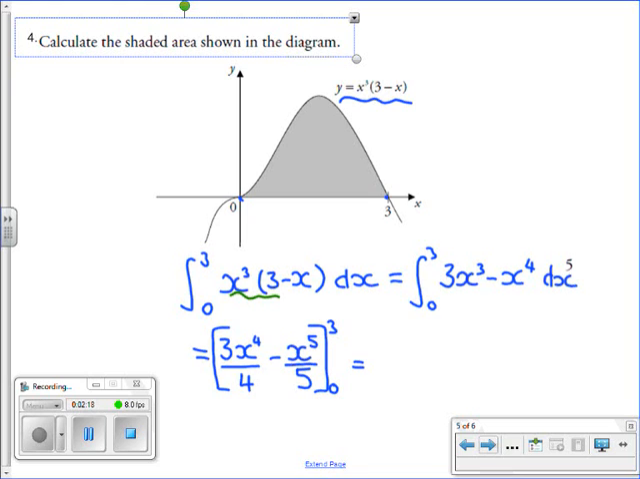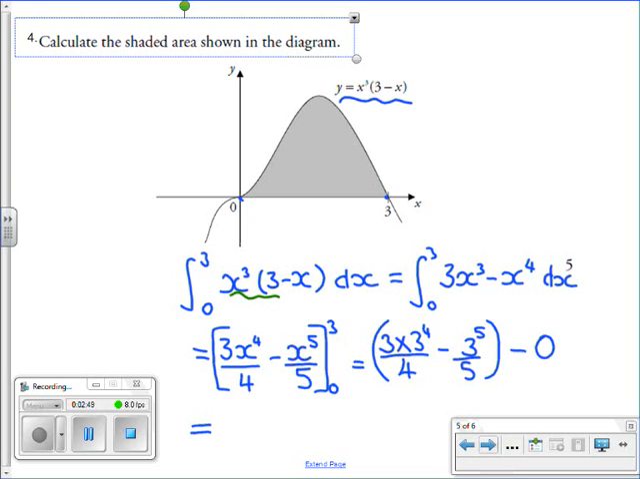Now we're going to substitute in. Don't try to do too many steps at once here. We're simply replacing every x with a 3. So 3 times 3 to the power of 4 over 4 minus 3 to the power of 5 over 5. Because we're at the substitution stage, we're using rounded brackets now. We're taking away using the lower limit, which is 0, but that actually gives us an answer of 0. So we can leave that at this stage.